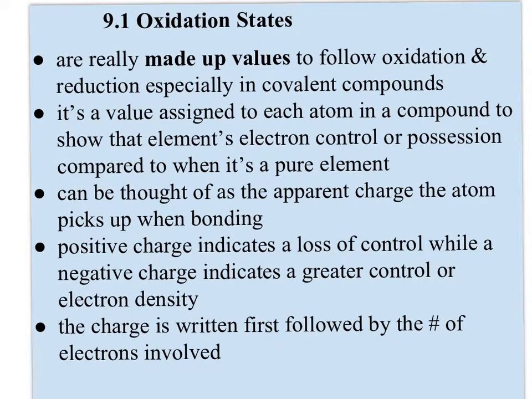So oxidation states are really made-up values to follow the oxidation and reduction, especially in covalent compounds where they're not completely transferred. It's a value assigned to each atom in a compound to show the element's electron control or possession compared to when it's a pure element, and then its oxidation state is always going to be 0. It hasn't gained or lost control, it's equal. It can be also thought of as the apparent charge the atom picks up when bonding. The positive charge indicates a loss of control, because remember, electrons are negative, so if you lose control, you'll be more positive. Negative charge indicates greater control. And the charge is always written first, followed by the number of electrons involved.